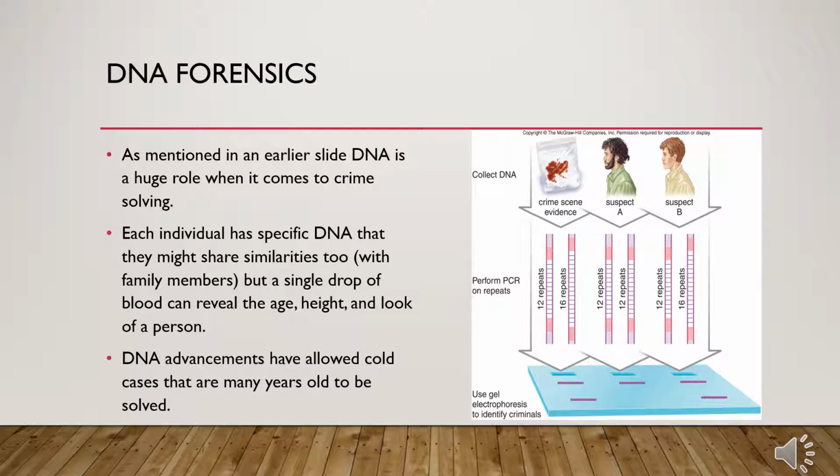So we have suspect A and suspect B, and the blood obtained from the crime scene. The blood obtained shows it has 12 and 16 repeats. Suspect A has 12 and 12 repeats, and suspect B has 12 and 16 repeats. So suspect B and the blood in the crime scene pair up perfectly, unlike suspect A, which is missing 4 more repeats in his second strand.